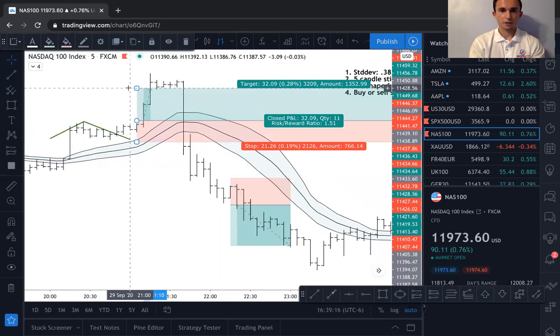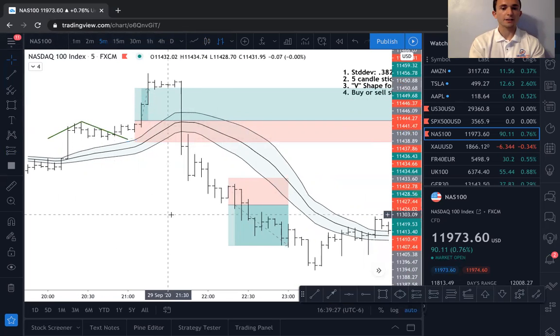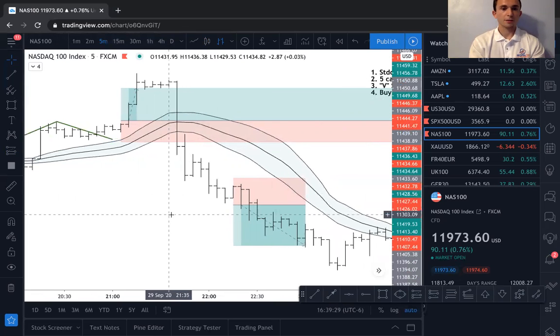So boom, right here, 1 to 5, I would have cut 32 pips on NASDAQ right here, or 320, some people call it. So that's all I'm looking for, guys. Don't overcomplicate it. It's very simple. So I'm going to keep moving forward here.